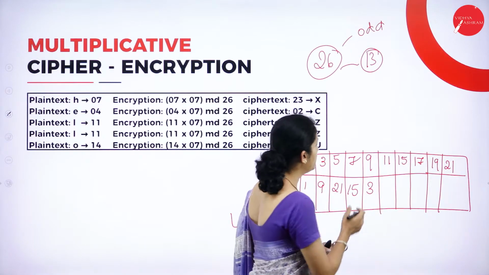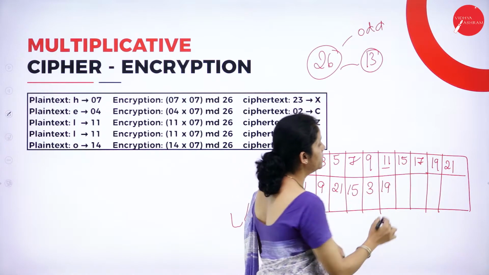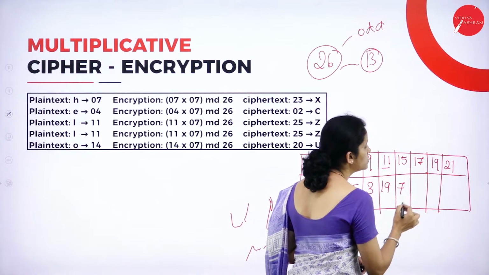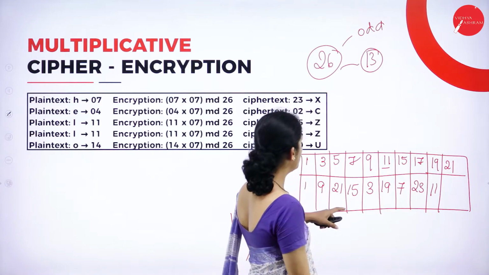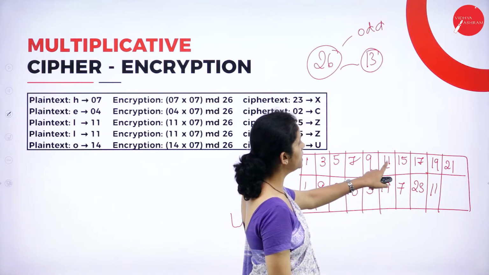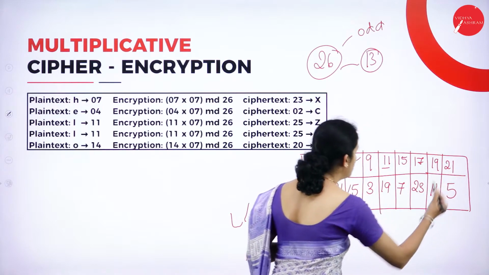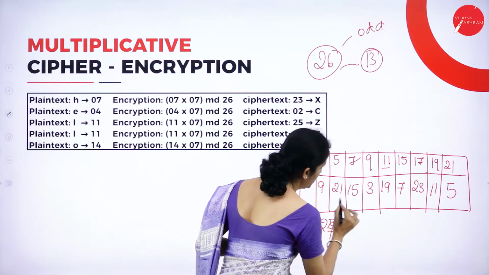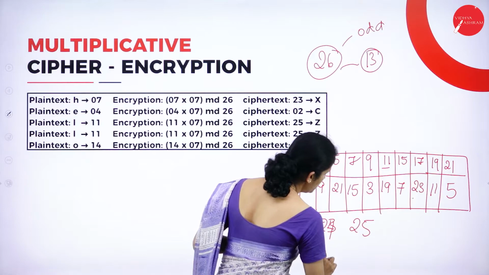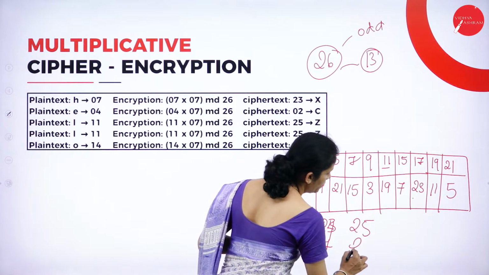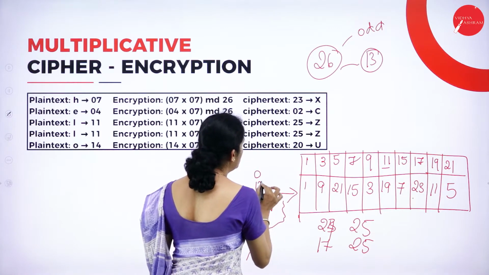So, dear student, if I consider 11, I have 19. For 15, I have 7. For 17, it is 23. For 19, it is 11. And if I consider 21, it is 5. Now, if I consider 23 and 25, for 23 the inverse is 17, and for 25, it is 25. So, this is the inverse of a given number.